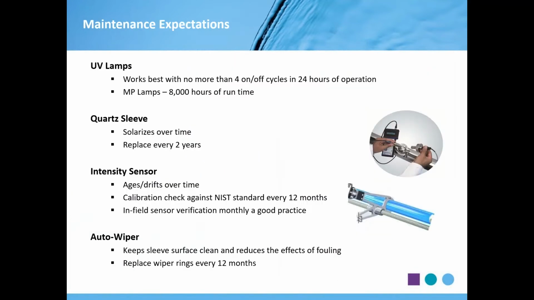With medium pressure and with any UV lamp, there's going to be some maintenance. So just real quick, I want to look at the maintenance expectations. A medium pressure lamp is going to have an expected life of about 8,000 or 9,000 hours of runtime. So generally once a year, depending on the operating cycle of the UV system and if it's going to be turned off and on, that will also affect the replacement interval of the lamp. The quartz sleeve generally needs to be replaced every couple of years. The intensity sensor will drift over time and is going to need some calibration. And if your system is equipped with a wiper, that wiper will also need to be serviced to make sure that it's operating properly.